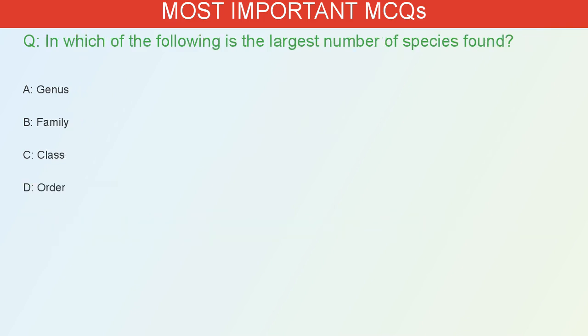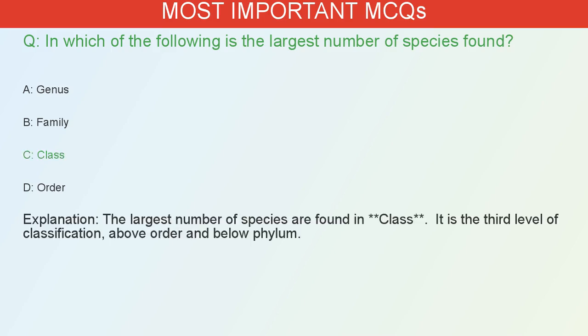In which of the following is the largest number of species found? A. Genus. B. Family. C. Class. D. Order. The correct answer is C. The largest number of species are found in class. It is the third level of classification, above order and below phylum.